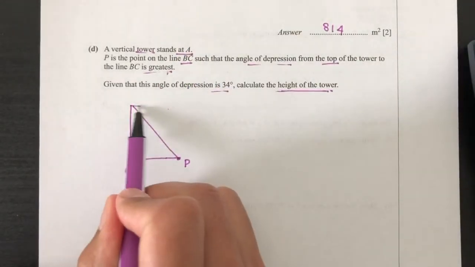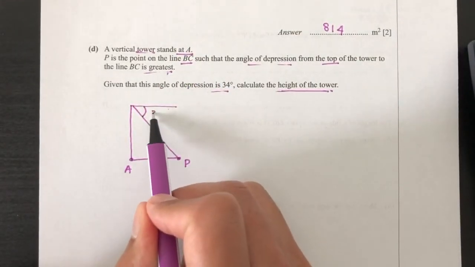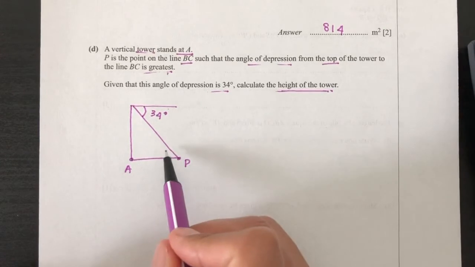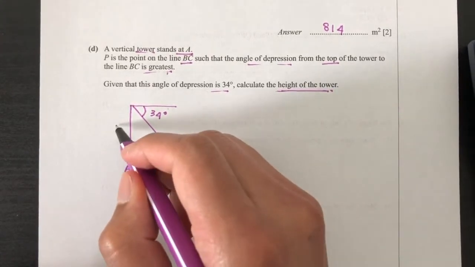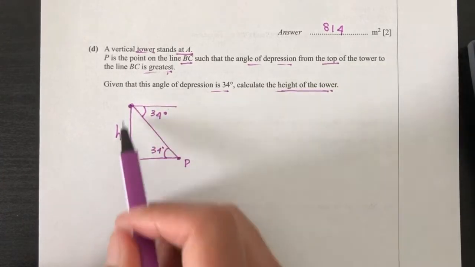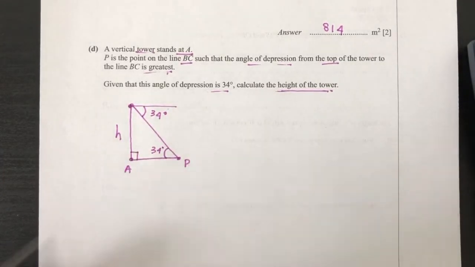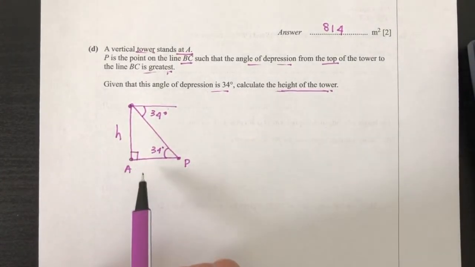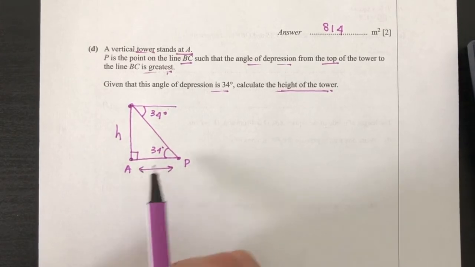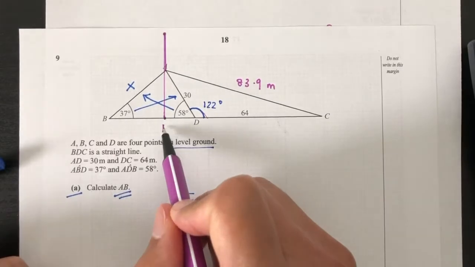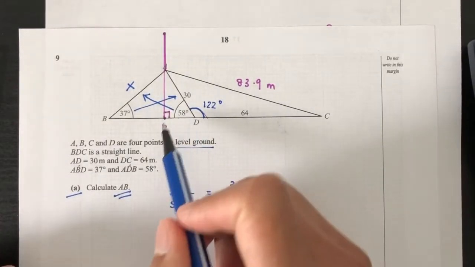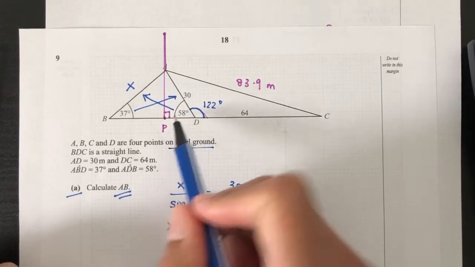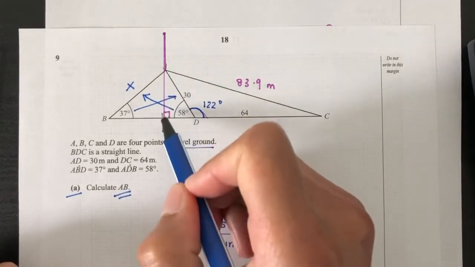So it says the angle of depression, which is this angle, is 34, which means this angle is also 34. We are trying to find the height of the tower. So height will be this side. This is 90 right here. So first thing we have to find is the length of AP. So how would you find AP? By observation, this is P, this is 90. So for you to find AP, this is AP, straight line.